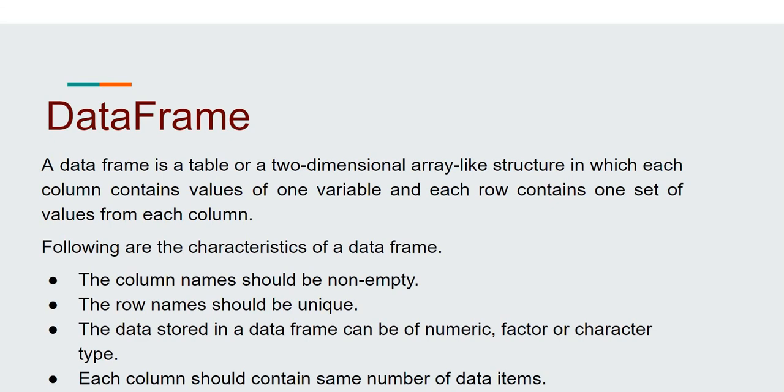Each column should contain the same number of data elements. This is the most important concept: each of the columns should contain the same number of data items. Let us suppose we have a salary column and a column called name. The number of data items present in the name column and in the salary column should be equal. Now let us understand data frames using practical implementation.